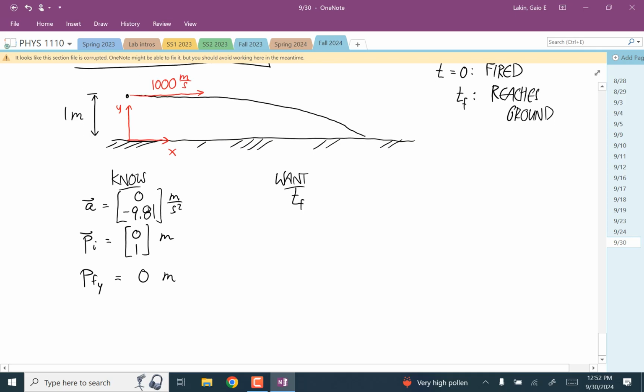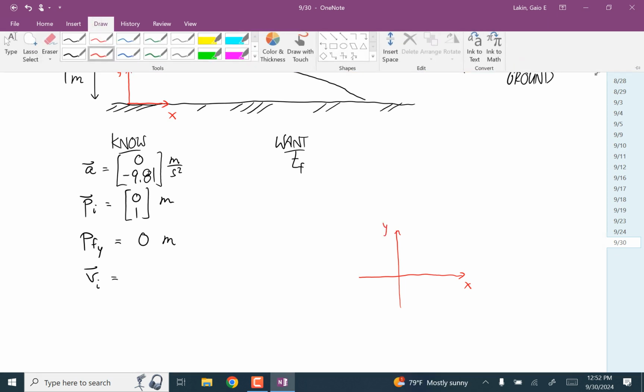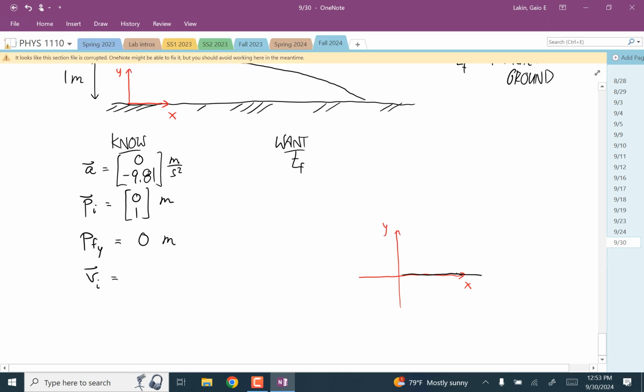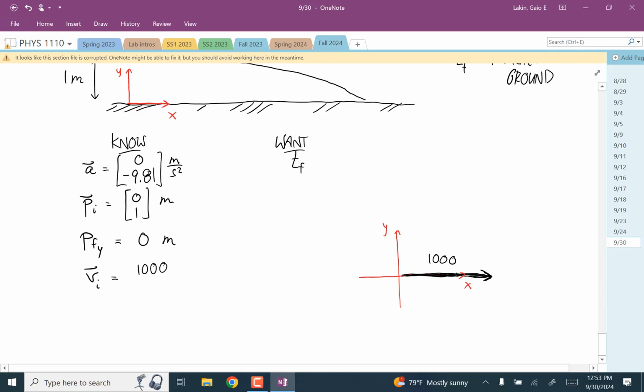And now what about the initial velocity? Well, you can draw the coordinate system and then draw the starting velocity vector with its tail at the origin. And it's just perfectly horizontal like this with a length of 1,000. So what are the components of that vector? 1,000 for x, 0 for y, right. It's just the coordinates of the head of the vector. And so this is 1,000, 0.